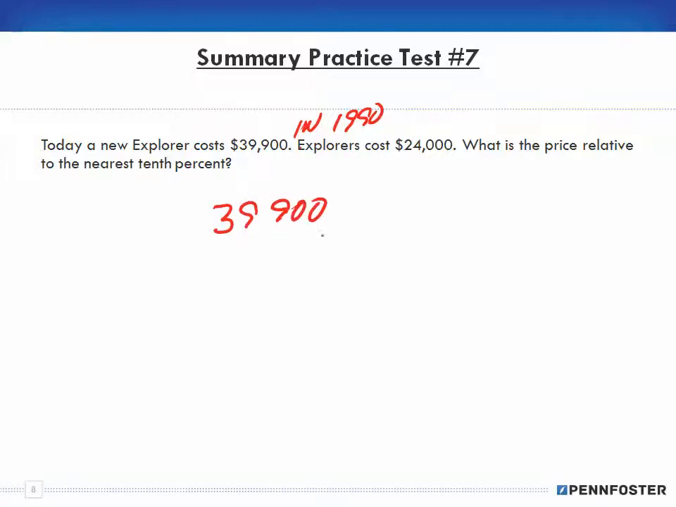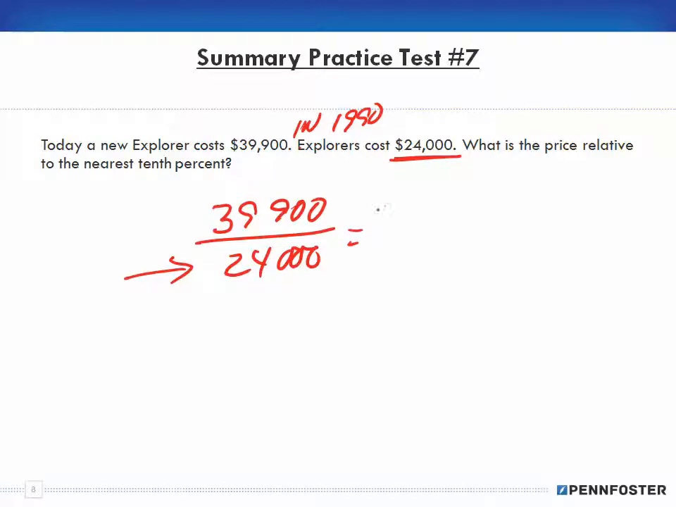39,900 over 24,000. The 24,000 goes in the denominator because that's the basis for what you're looking for, the price relative. It's a ratio, one number over the other, but you have to decide what is the base that you're looking at. You're looking at whatever is relative, in comparison, maybe, is a better word. I'm trying to compare today with what was in 1990. So I'm comparing the 39,900 to the 24,000. So the 24,000 is what goes in the denominator.